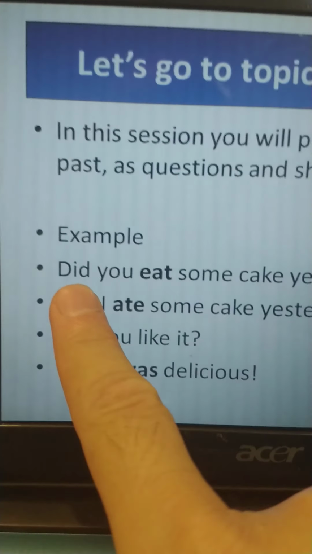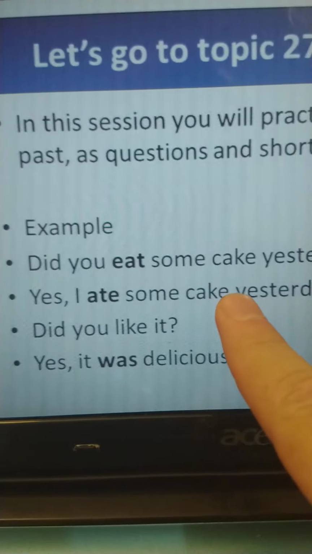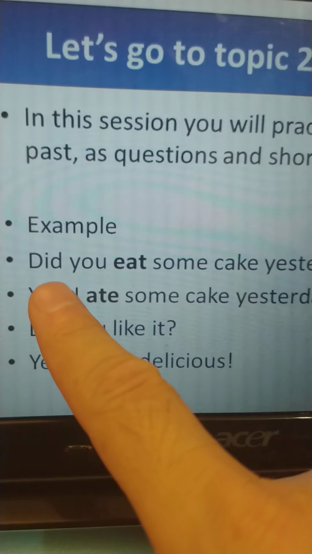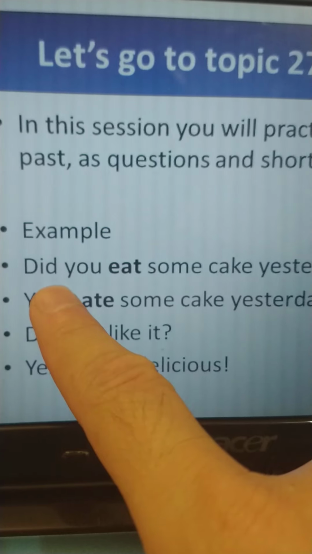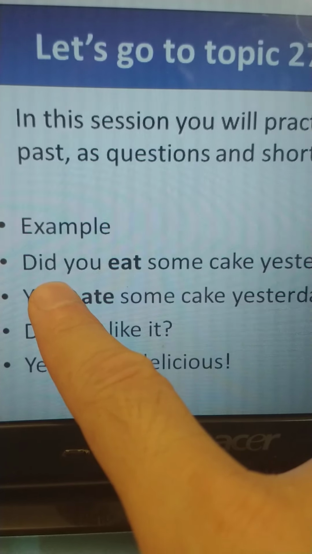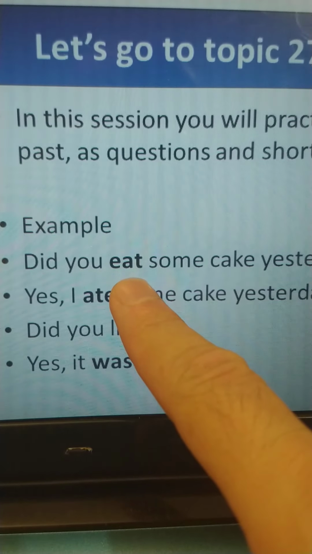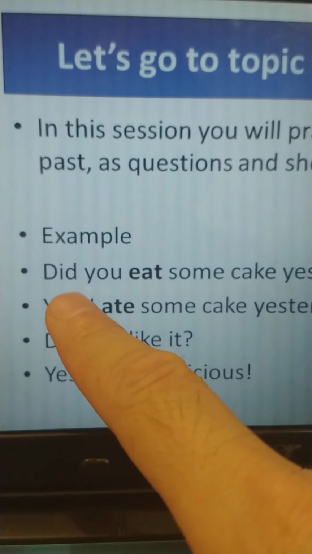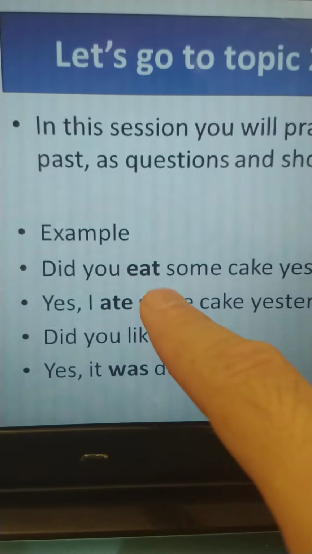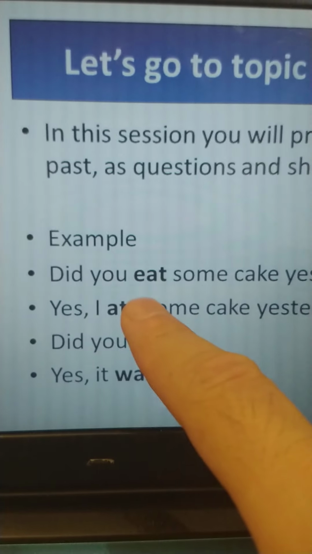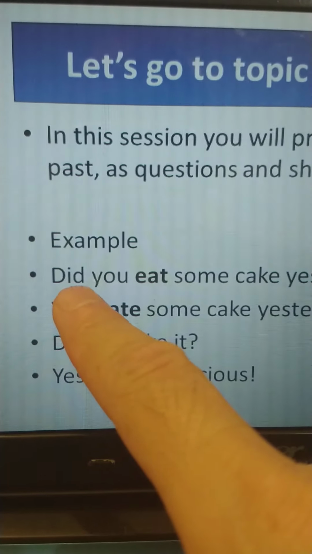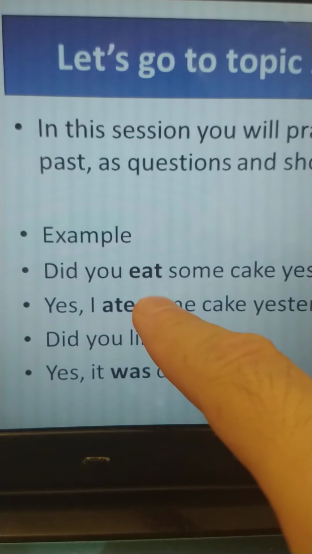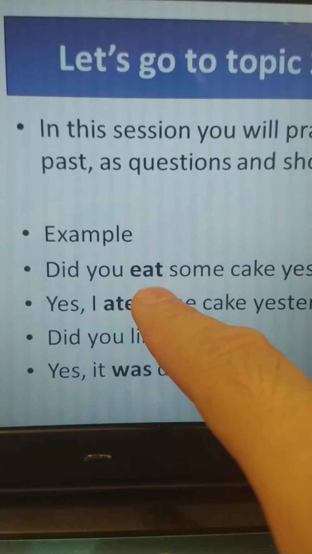Did you eat some cake yesterday? If we pay attention to this sentence, I am using the verb to do in past, did, and the verb eat in present. Did you eat? Why? Because I cannot have two verbs in past so close to each other. So I am using the verb to do in past and the next verb in present.